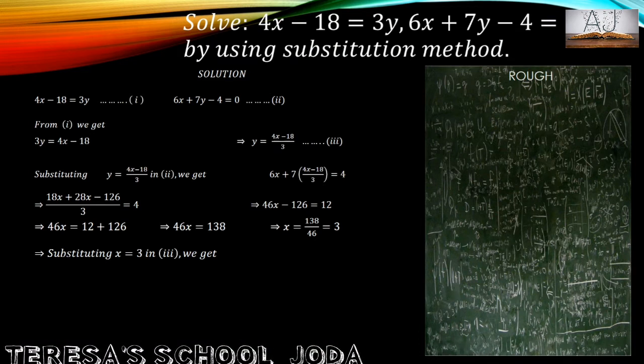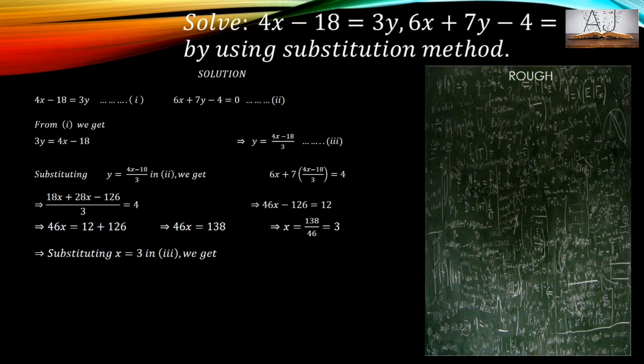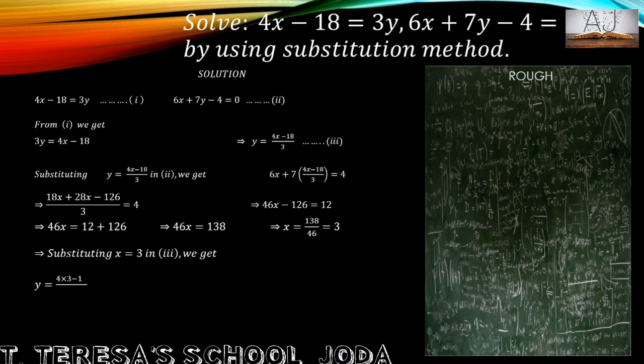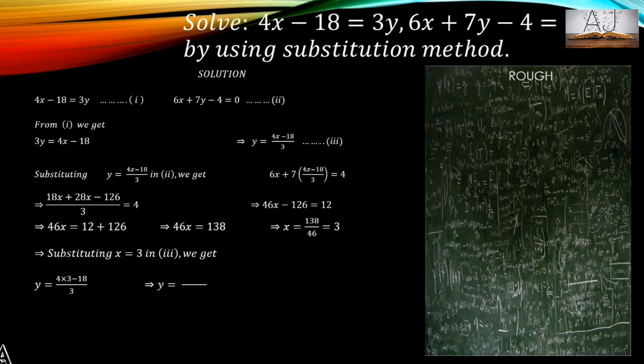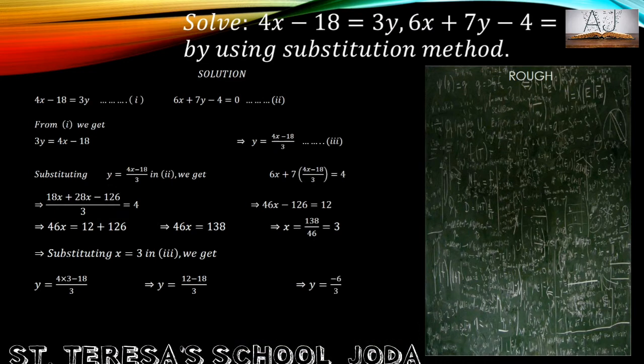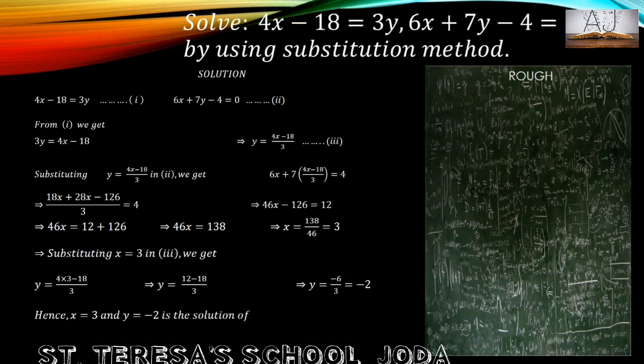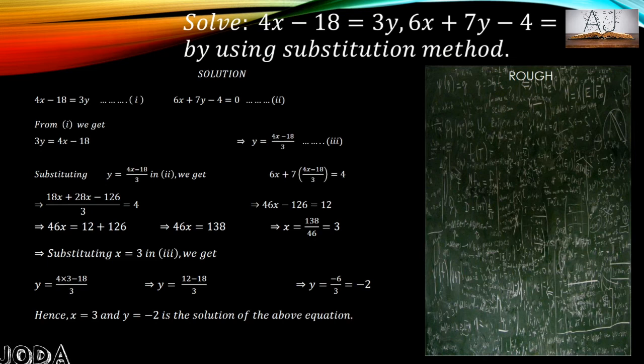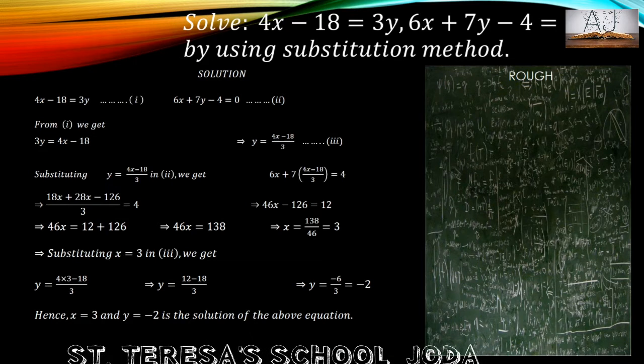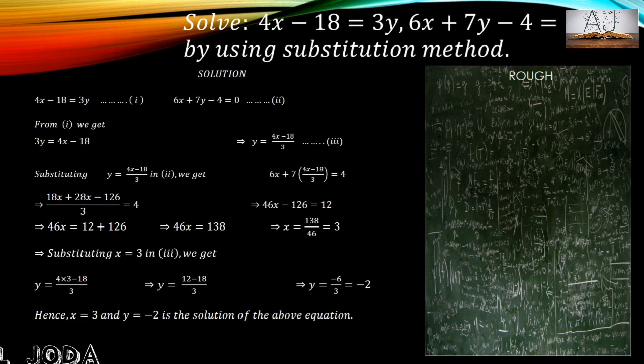Now we'll substitute the value of x, that is x equal to 3, in the equation. After substituting the value of x in the equation, which equation? The same equation, y equal to (4x minus 18) whole by 3. So y equal to (12 minus 18) whole by 3. So we have got the value of y as minus 2. So value of x is 3 and value of y is minus 2. So this is called the solution. Hope you have done it correct.